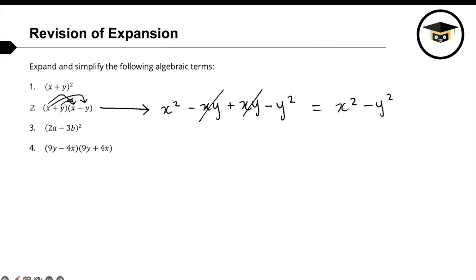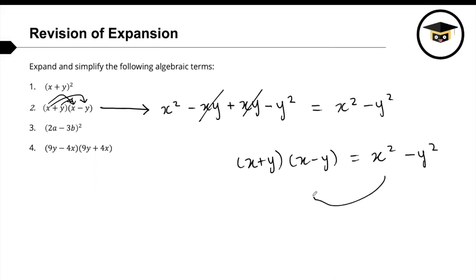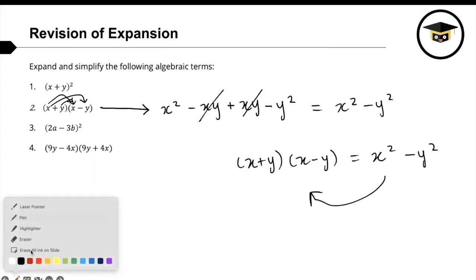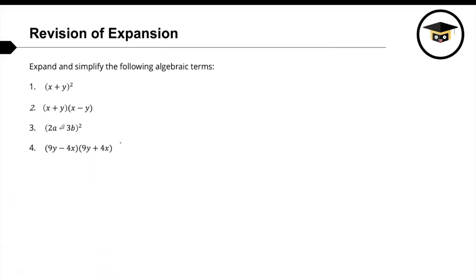So really the formula is that x plus y times x minus y is equal to first thing squared minus the second thing squared. And it's important that you can see it vice versa, right? So when you have a square thing minus another square thing, realize that we can factorize it as difference of squares. So now let's move on to example 3.